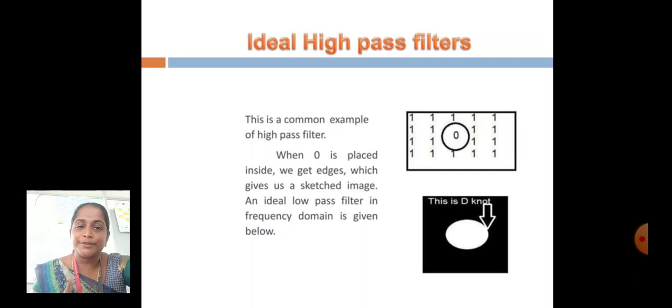Ideal high pass filters. This is a common example of a high pass filter. When 0 is placed inside, we get edges, which gives a sketched image. An ideal filter in the frequency domain is given below. See this example. We can clearly understand the concept from this image.